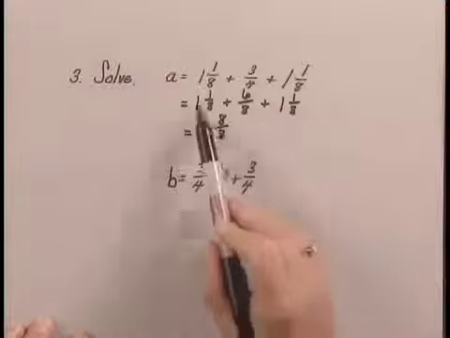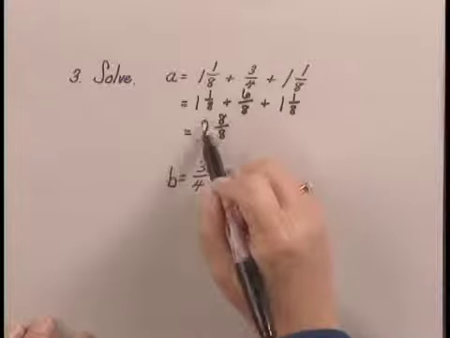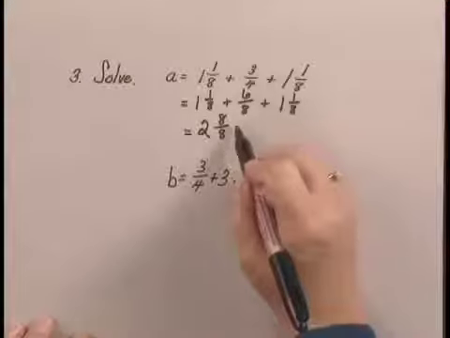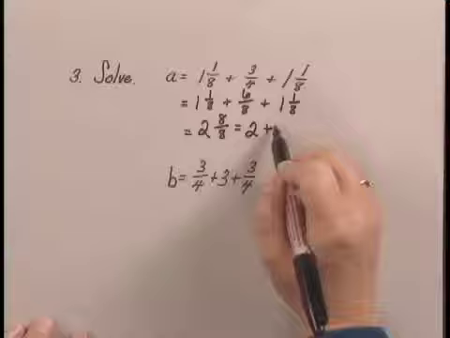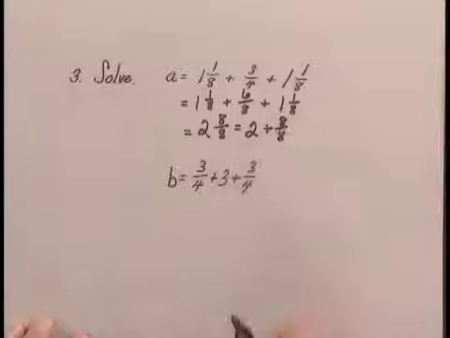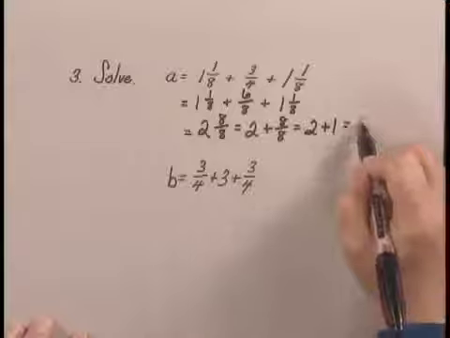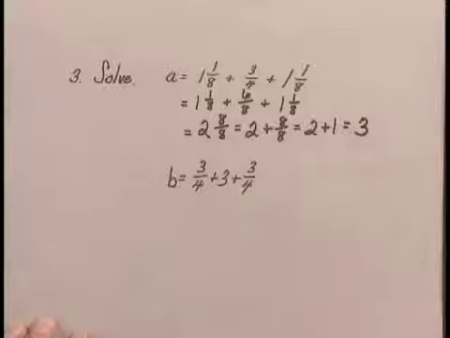And the whole number parts, 1 plus 1 is 2. Now 2 8/8 really means 2 plus 8/8, and 8/8 is 1. So that's 2 plus 1, or 3. So we have 3 for the value of A.